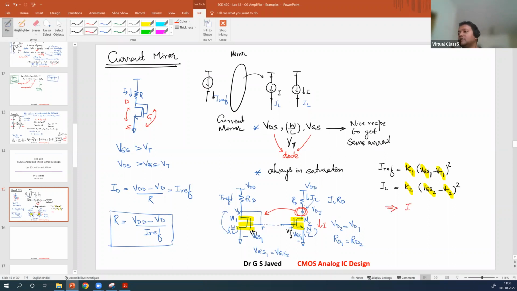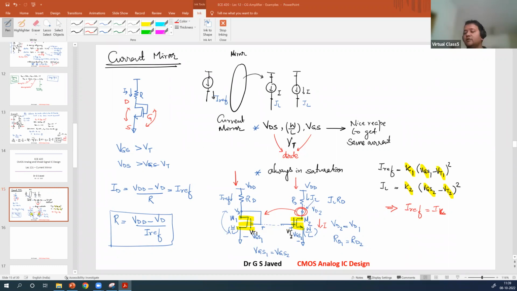By keeping all of these constant, you can mirror the current from the ref resistor into this IL circuit. So the current flowing through the first MOSFET will be equal to the second. Now, a very important assumption is that VD2 is the same as VD1, and VGS1 without any drop is coming across VGS2. So these are the two assumptions on which a current mirror is built.